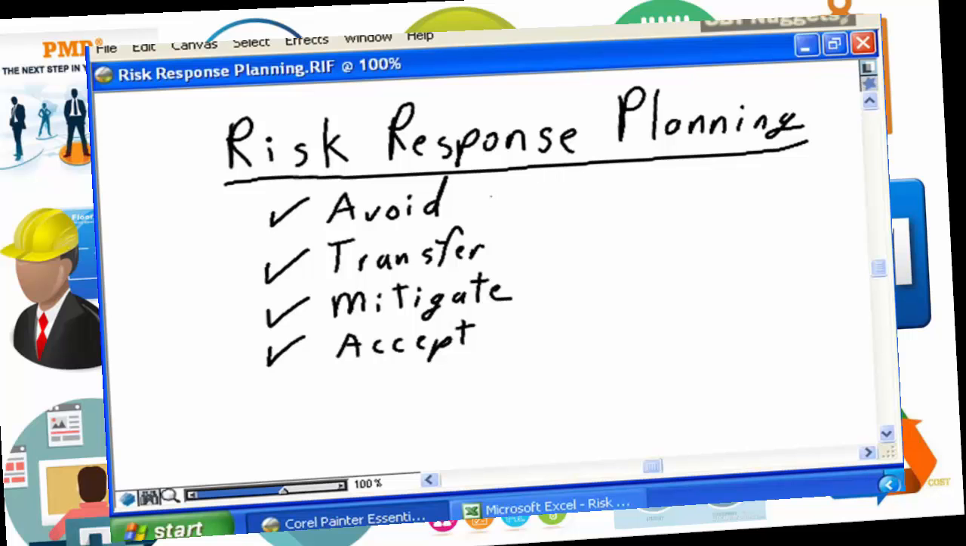So what does risk avoidance mean? Risk avoidance means ensuring the risk does not happen. You're actually changing your plan.